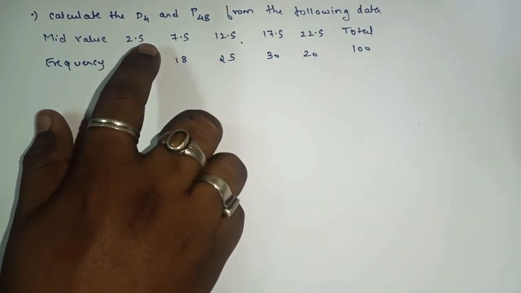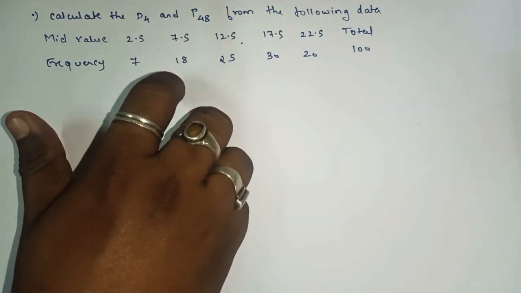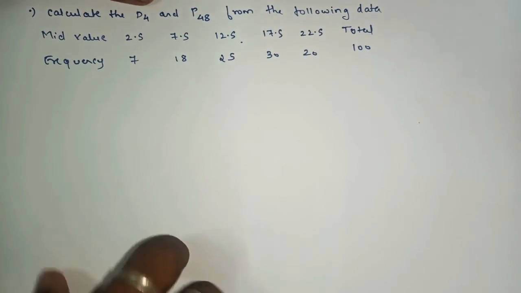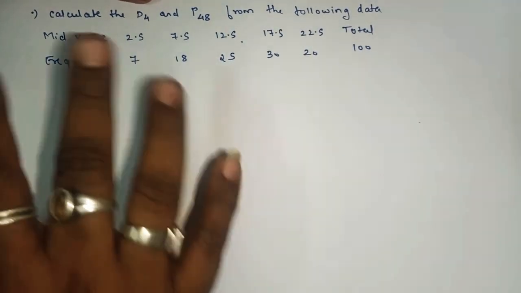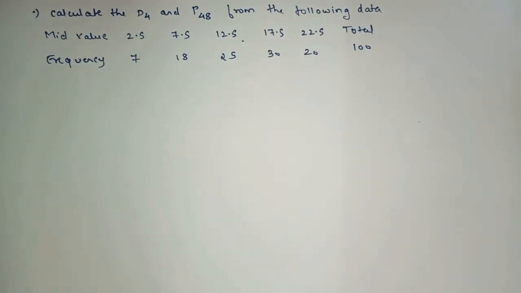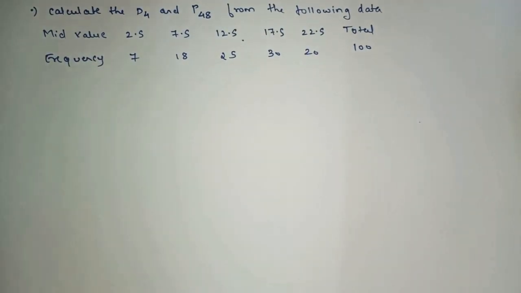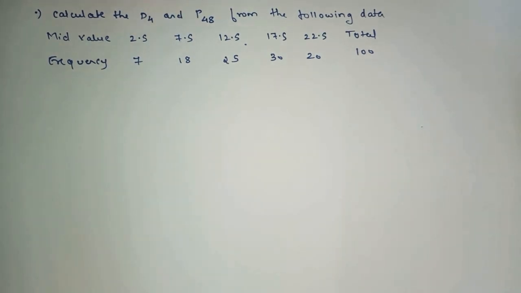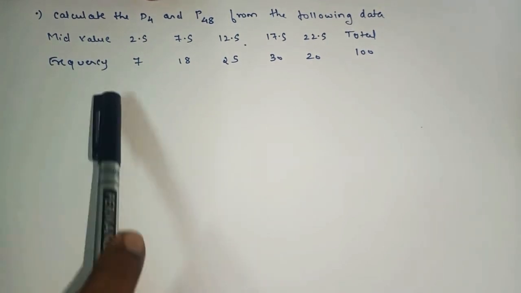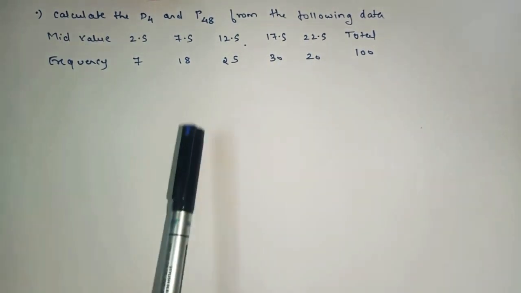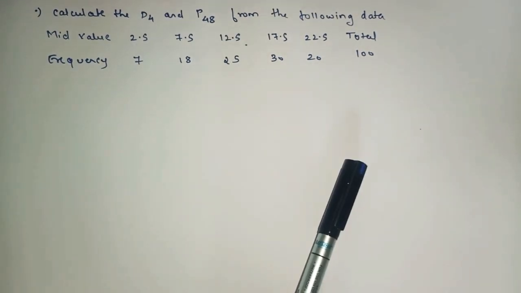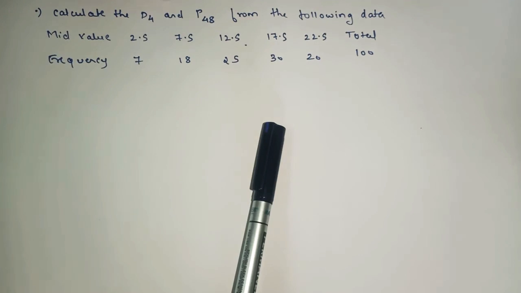As these values are midpoints, of course the data will be grouped, yes or no. So either it will be continuous or uncontinuous, which we have to check first. For this sum we have to find D4 and P48. With the help of mid value, first we have to create our class. We have to check whether it is continuous or uncontinuous. If it is continuous, it is well and good. If it is uncontinuous, we have to make it continuous.